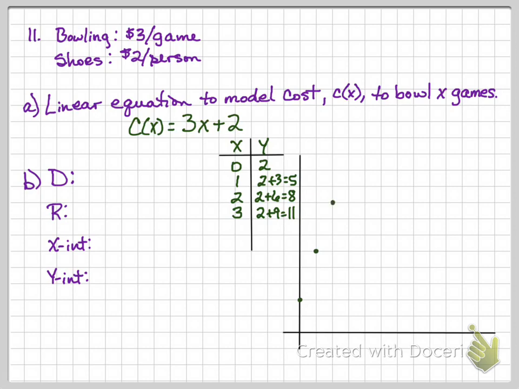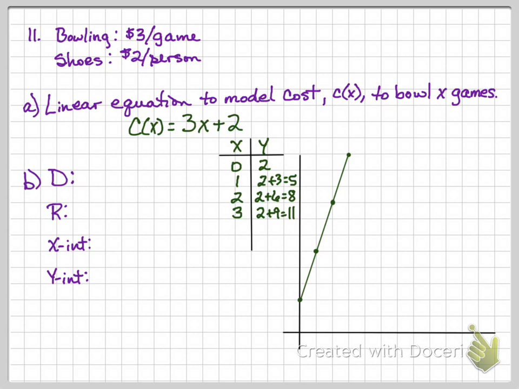Okay? Plot out those points and draw that line. Now, why did I not graph the negative numbers? Well, it's a real world scenario. You can't bowl negative games. So we're starting at 0 and going from there, on the number of games that we're going to bowl.